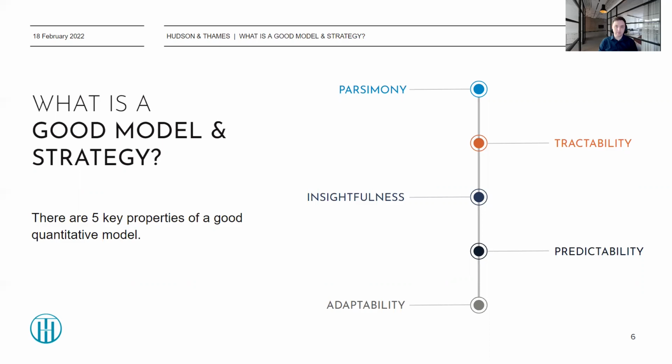Next, predictability, which is an obvious one. You want your model to make robust forecasts. And finally, adaptability. So markets change, they're constantly changing, and these changes could have significant impact on the assumptions of your model strategy. So it's key to try and understand what these impacts would be under certain changes. So these are the 5 key properties of a good model and strategy. So when you are building a model or strategy, it's good to try and keep these things in mind.